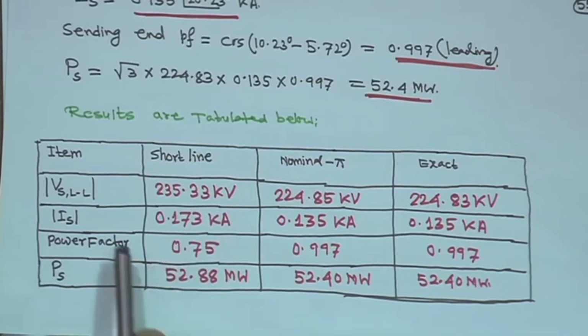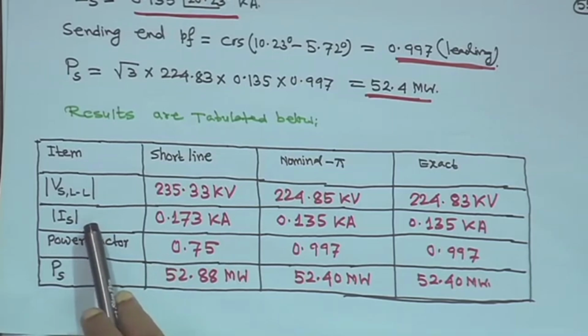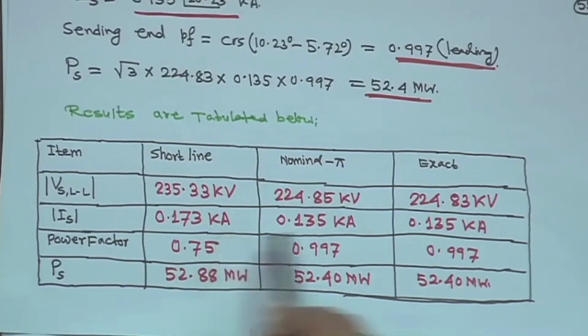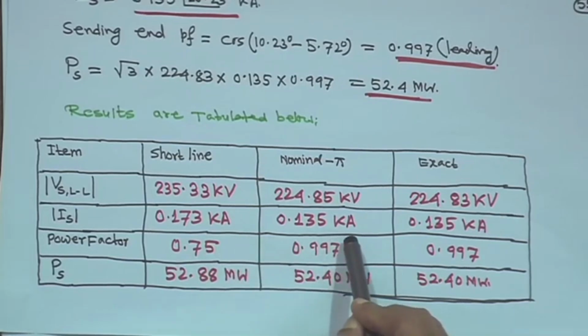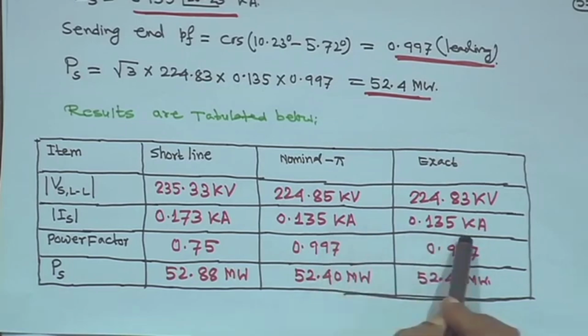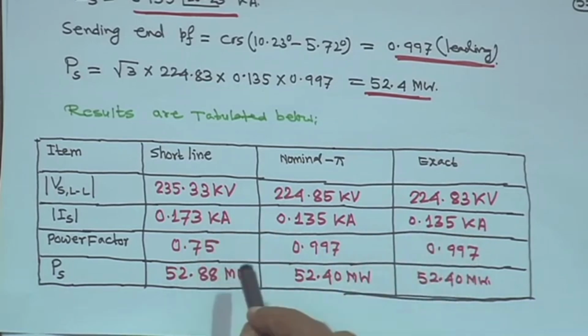Now, for the sending end magnitude of current, for the short line this is 0.173 kilo ampere, but here it is 0.135 kilo ampere, and here it is 0.135 kilo ampere. These two are almost the same, but the short line is slightly more. So, what happens actually when you are considering the shunt capacitor, the charging capacitor? Basically it injects reactive current in the line.